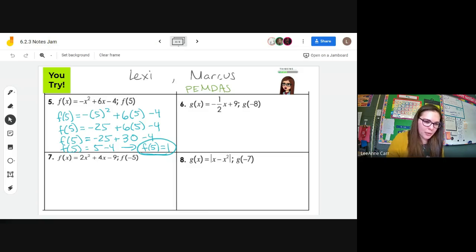Yeah, we have to put, be careful, it's negative 8. So I'm going to put negative 8 in parentheses. So anywhere I see an x, Marcus, I'm going to put negative 8. So here we go. I got g of negative 8 equals that. I've just replaced my x with my negative 8. Now, Marcus, according to my order of operations, what am I going to deal with first? What am I going to simplify first?